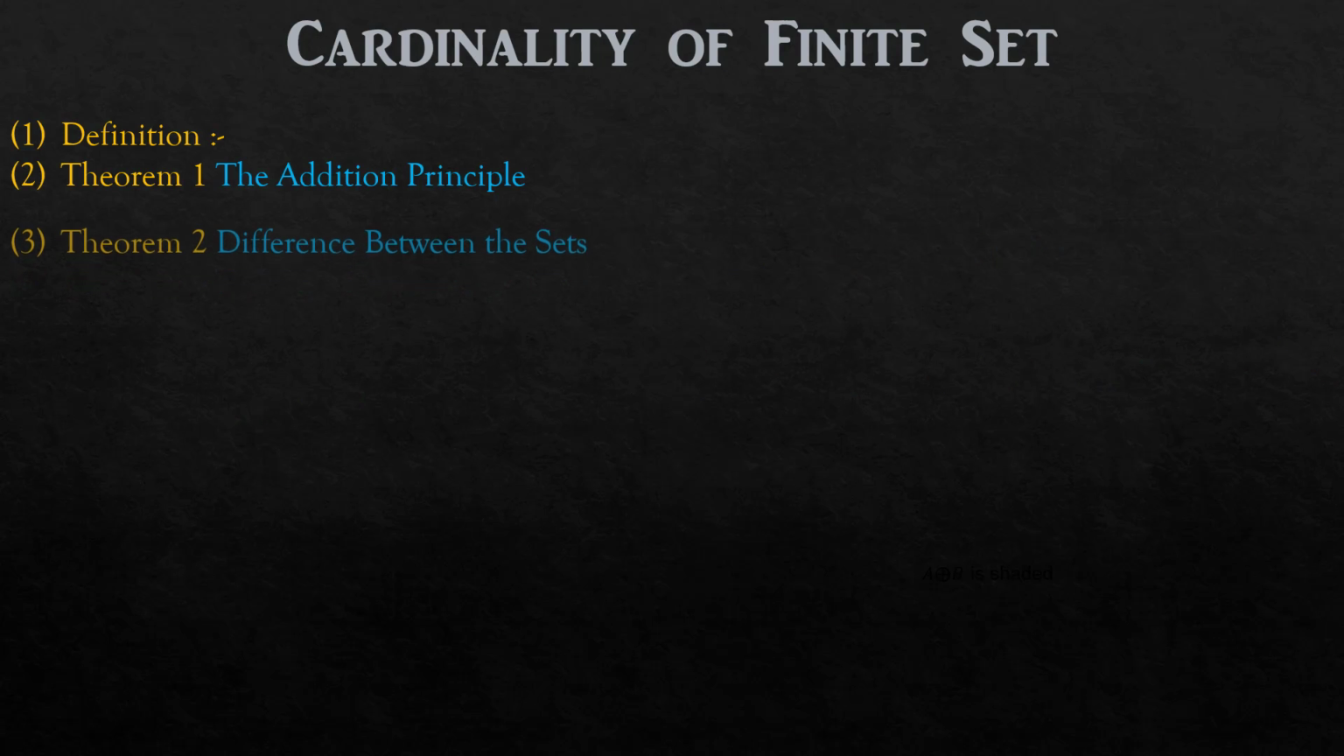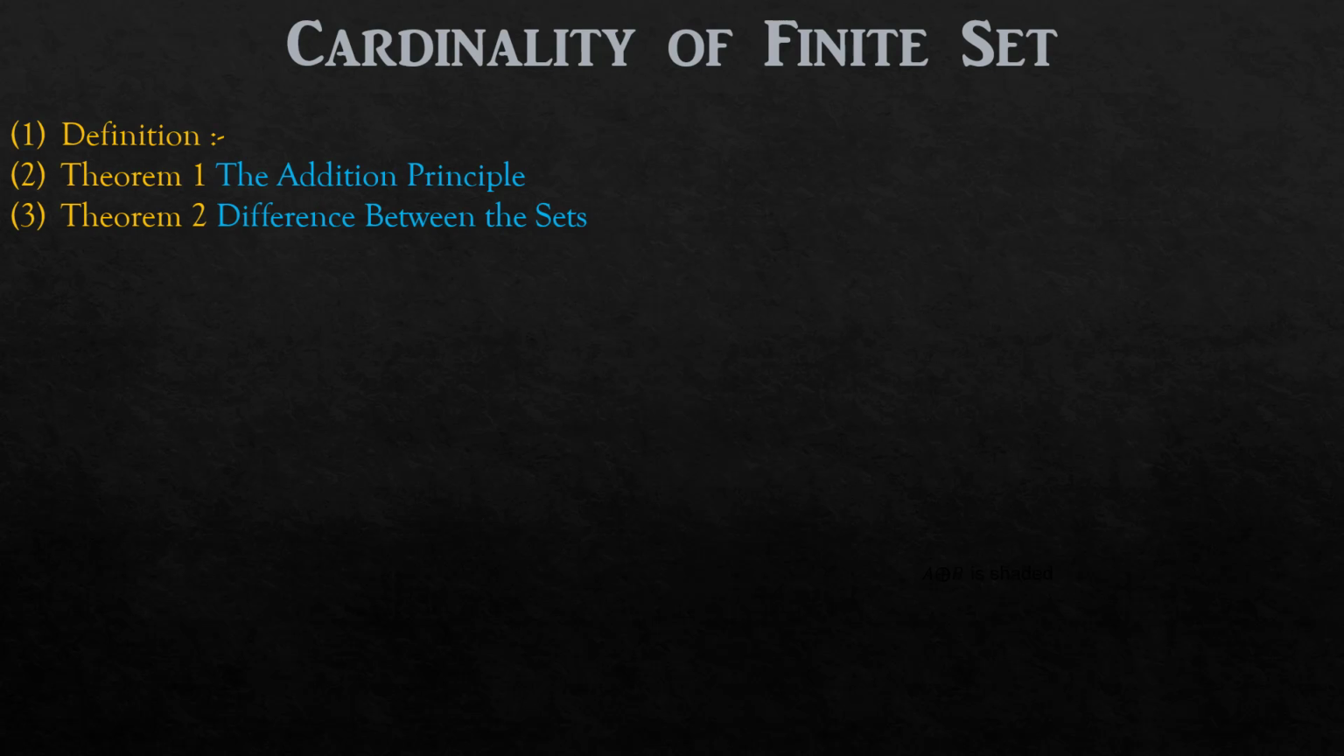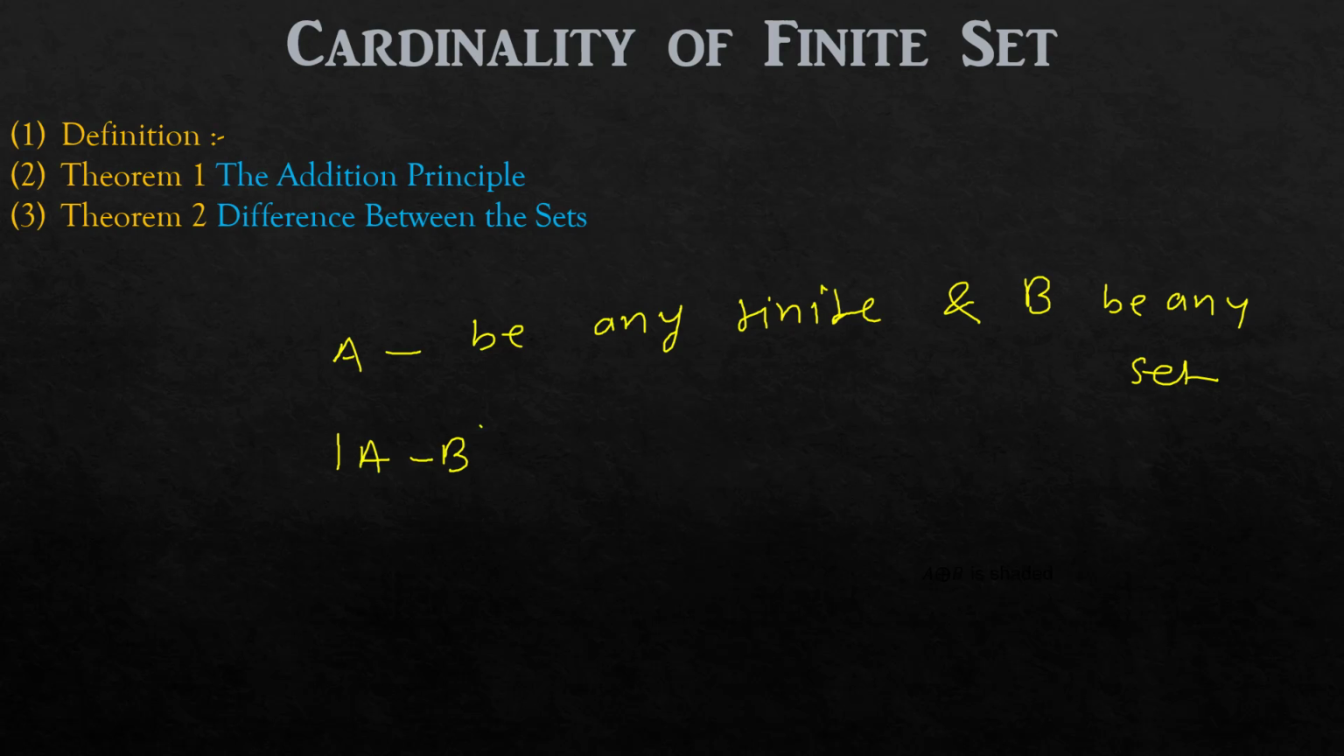Next point is theorem number 2, difference between the sets. This theorem is related to the difference between the sets. Let A be any finite set and B be any set. Then the cardinality of A minus B is equal to the cardinality of A minus the cardinality of A intersection B. Cardinality means what? The number of elements present in that set. So n(A minus B) is equal to n(A) minus n(A intersection B).